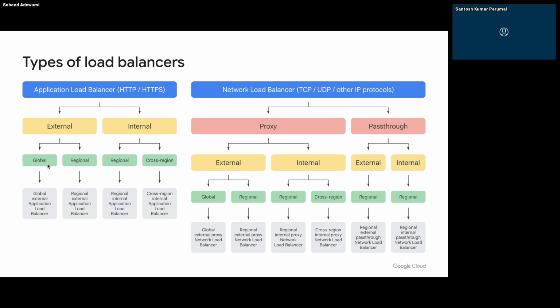This is based on the continent to country. So here we have the global external application load balancer, and we have the regional external application load balancer. Same for the internal. The difference between global and regional is the latency. If I'm here in Africa trying to access the US, the latency will be quite different compared to accessing within an African country. So that is the difference here.